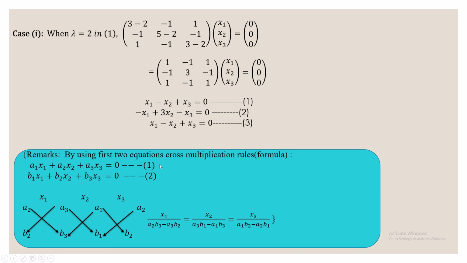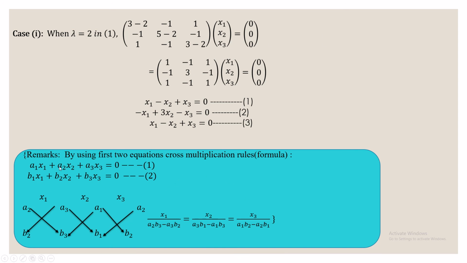Now consider the first 2 equations by using the cross multiplication rule method. What is the formula? This is your equation. You studied this format in lower classes; we just have to apply it here. a1 x1 plus a2 x2 plus a3 x3 equal to 0, b1 x1 plus b2 x2 plus b3 x3. We have to choose any 2 equations, 1 2 or 2 3. Before solving you have to use this formula. Now how can you find the cross multiplication?